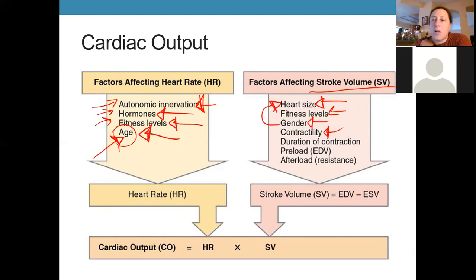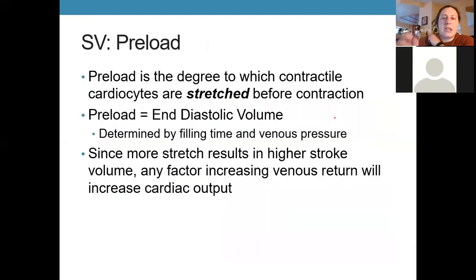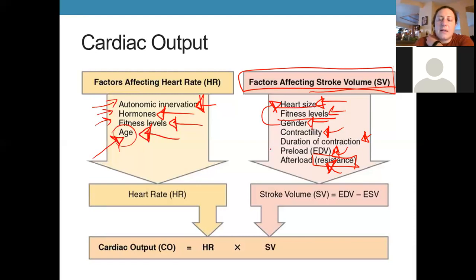Contractility, which is how strongly the heart muscle can contract. Duration of contraction, so how long systole is, that preload that we've already talked about, and then the afterload, which is basically the resistance or the blood pressure in those arteries. So we're going to hit the three big factors that actually play a role in affecting stroke volume in an individual, because some of this stuff we can't change, right? Your heart size, your gender, you're kind of stuck with that. Your fitness level can be changed over time, but not in, you know, a minute-to-minute situation. So when we look at what we can actually change, we're going to be looking at contractility, preload, and afterload.